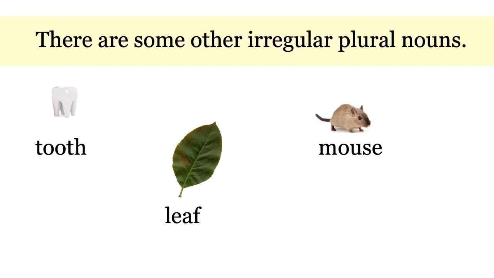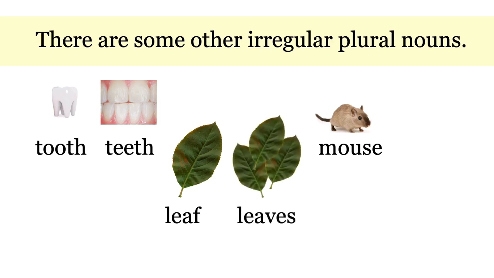There are some other irregular plural nouns. Here are a few examples. 1 tooth, 2 teeth. 1 leaf, 3 leaves. 1 mouse, 2 mice. These are irregular, so we just have to learn them.